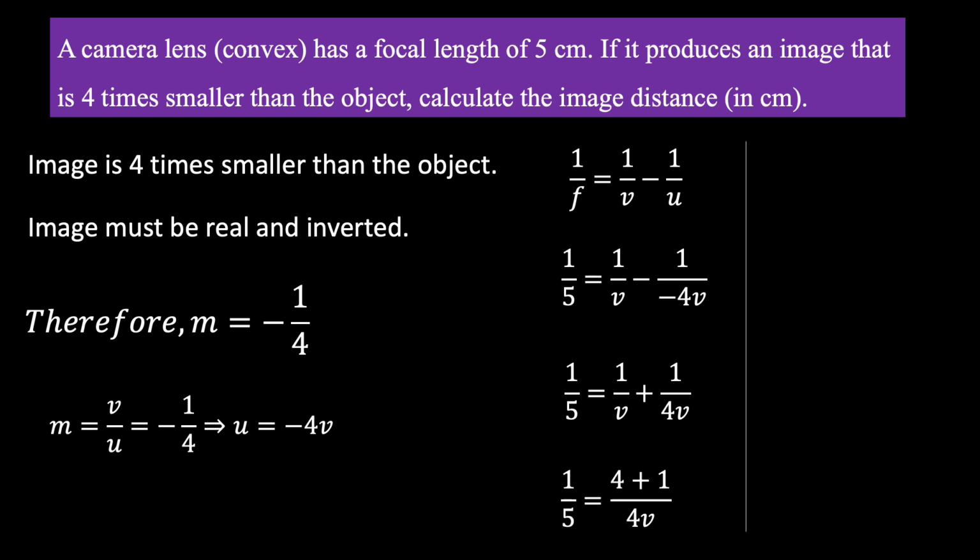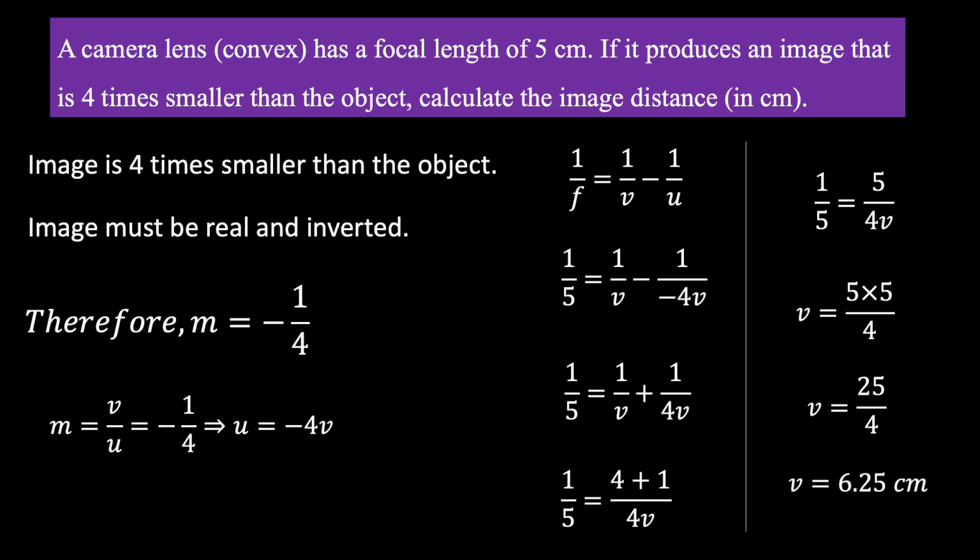You will get 1 by 5 equal to 1 by V plus 1 by 4V, which will give you V equal to 25 by 4, which is 6.25 centimeters.